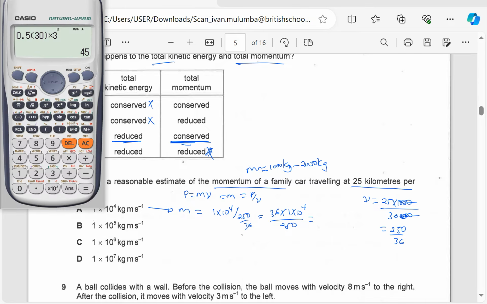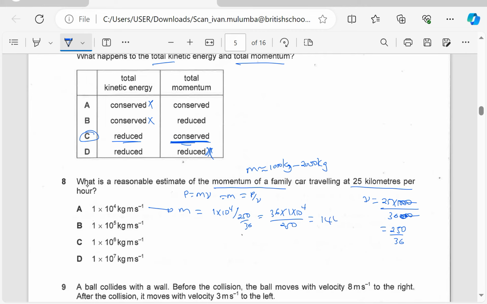So we're checking with the calculator. 36 times 10 to the power of 4 divided by 250. So this is 1440, which means the answer is going to be A, because I can predict that this has increased by times 10, the mass here is going to be almost 14400 kilograms. You can substitute with your calculator and check.